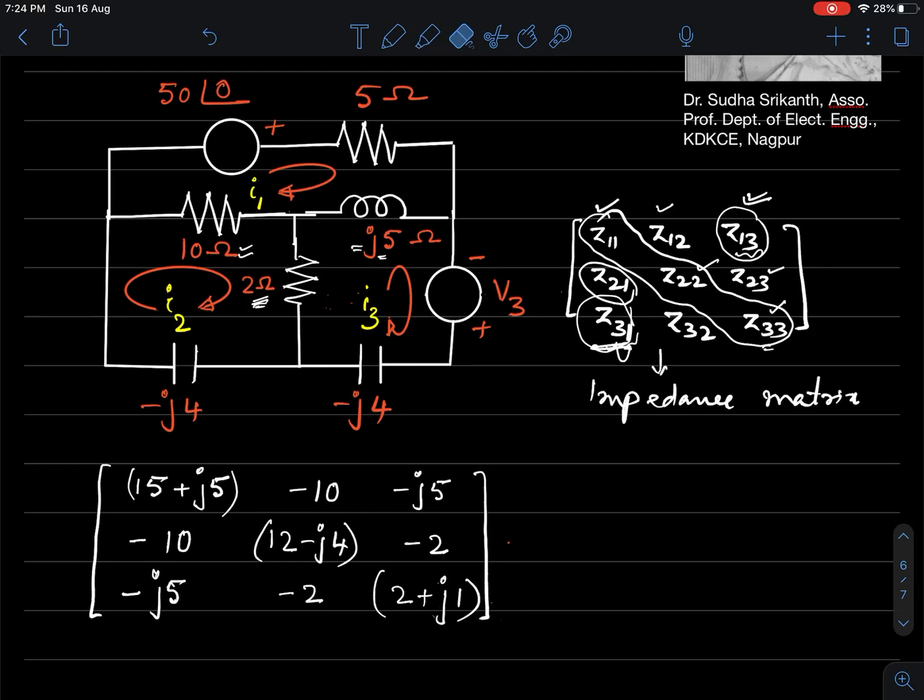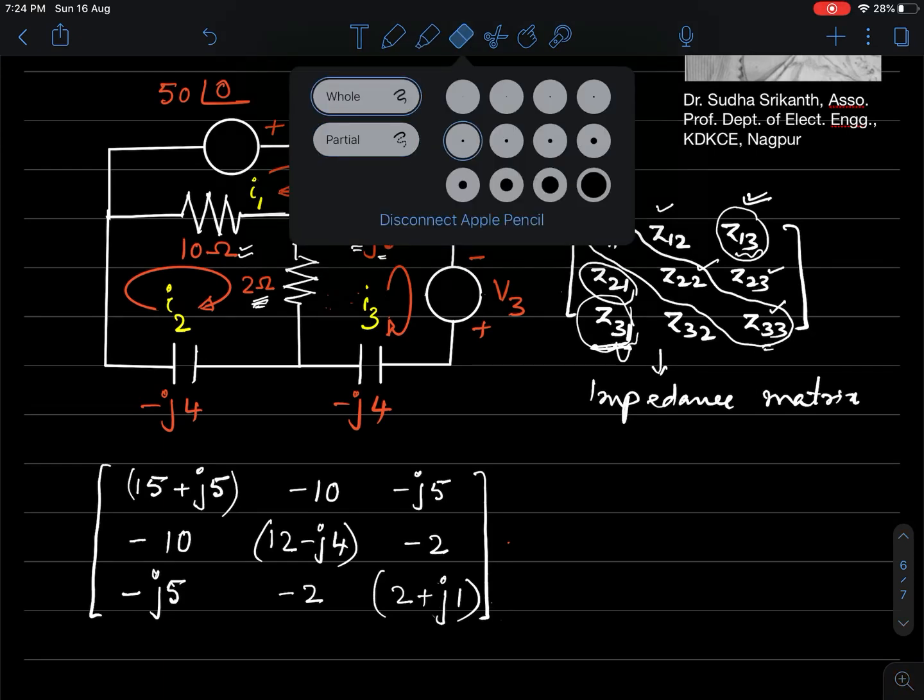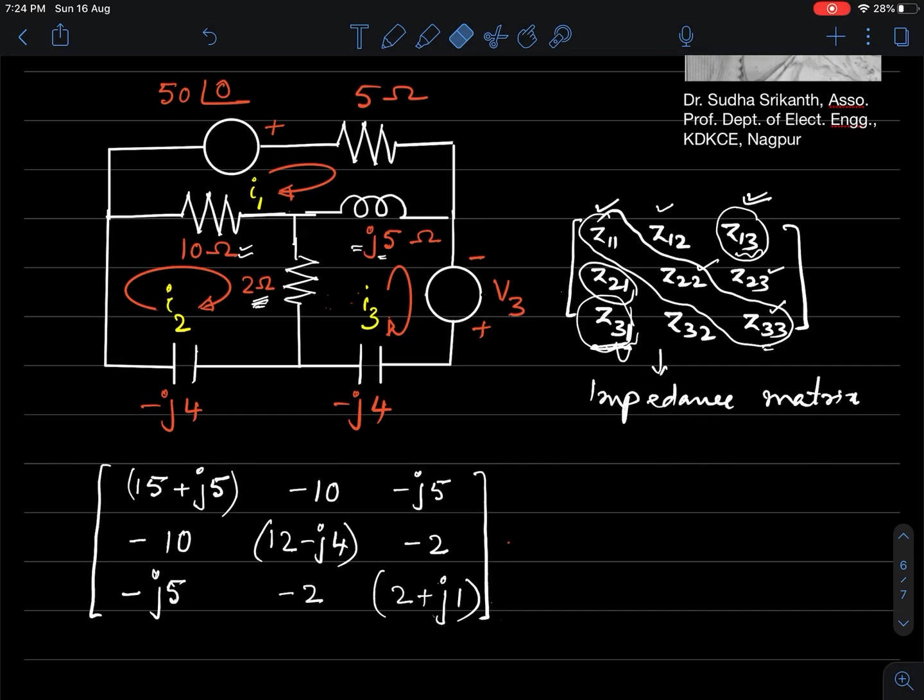Alright, now what do we have to write? This is the impedance matrix. So if you have a quick recap, this is Z11, this is Z12, Z13. This would be Z21, Z22, Z23. Then this is Z31, Z32, and Z33. So we identify the impedances in this manner. Alright, having said that, we will go ahead with the current vector.